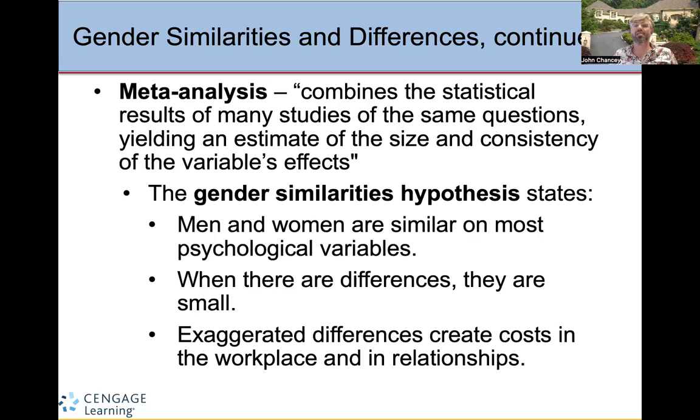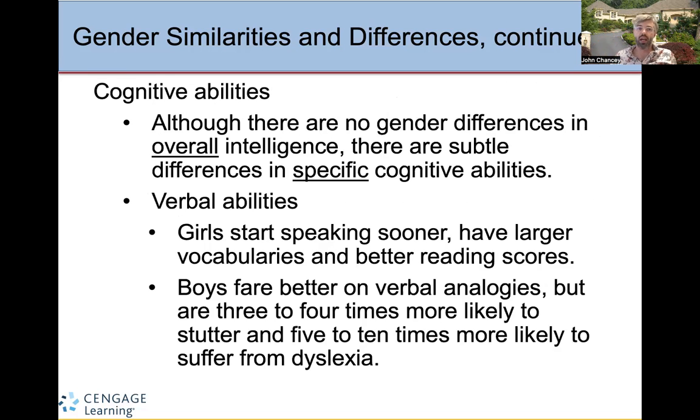And along those lines, looking at the findings along gender similarities, there is a hypothesis that states pretty clearly men and women are more similar on most psychological variables. When there are differences, they are small and tend to be overstated. The exaggerated differences, they are overstated. However, they do have real impacts on the workplace and also the relationship. So even though the differences are minimal, they have real world consequences. So let's not kid ourselves there.